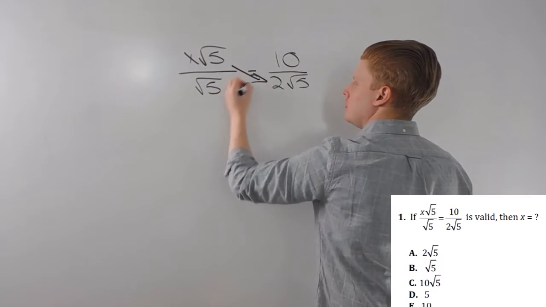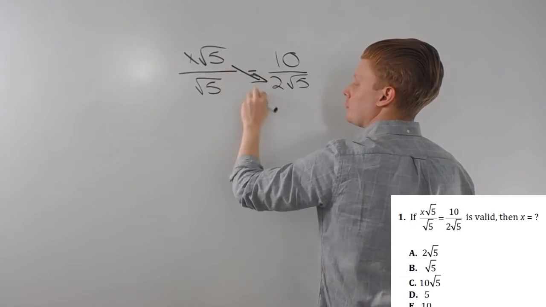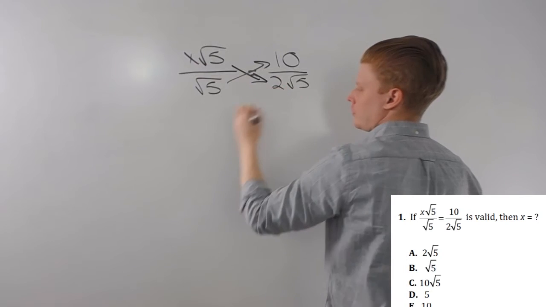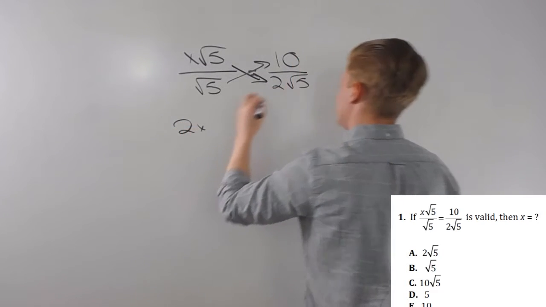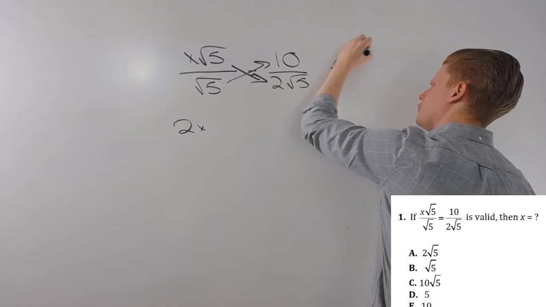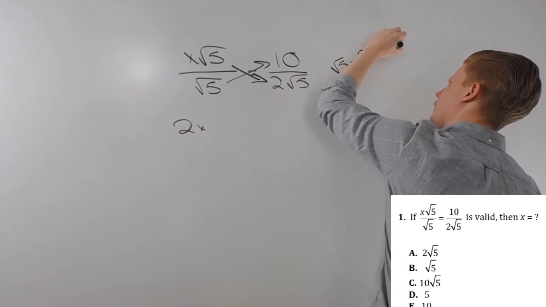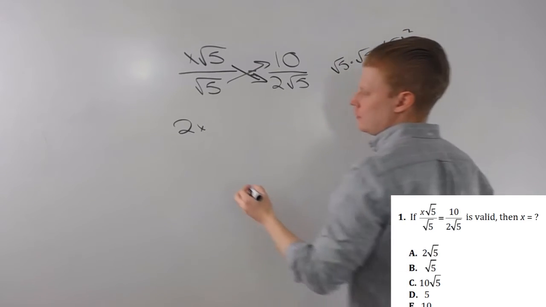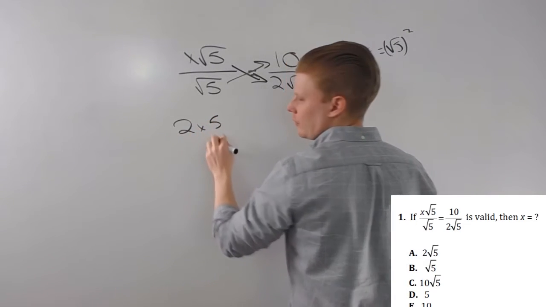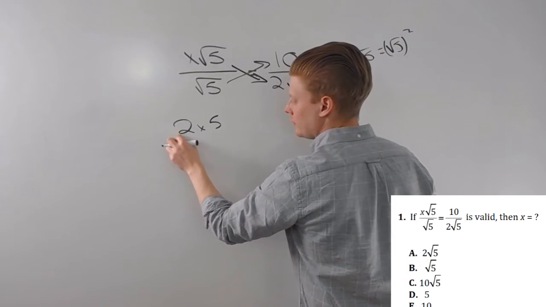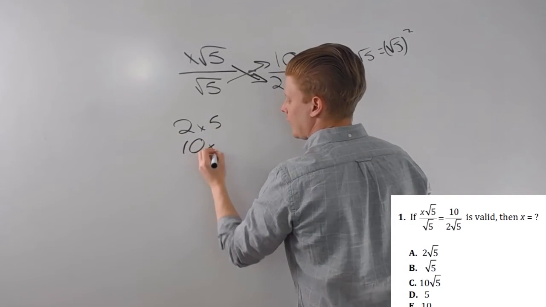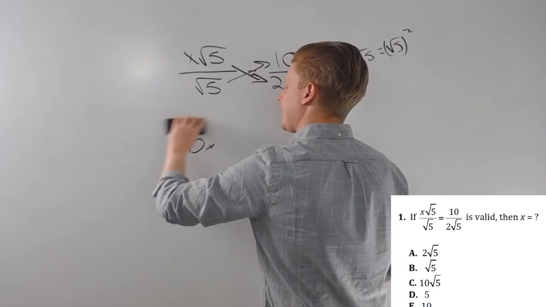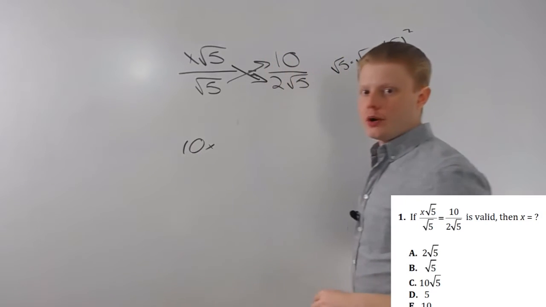Bottom to top, top to bottom, bottom to top. X times square root of 5 times 2 times the square root of 5. Well, that's 2x. And then that's square root of 5 times square root of 5. That's square root of 5 squared. The square removes the 1/2 power. So I have 2 times x times 5, which is a silly way to write it. But 2 times 5 is 10. I'd have 10x.